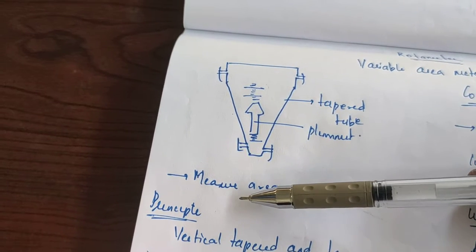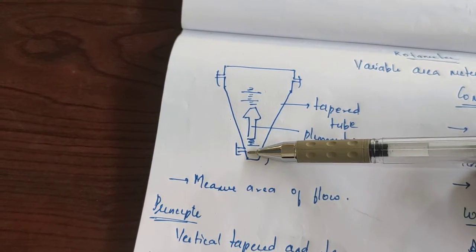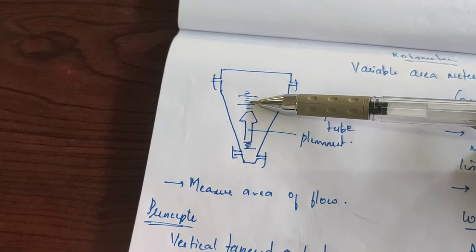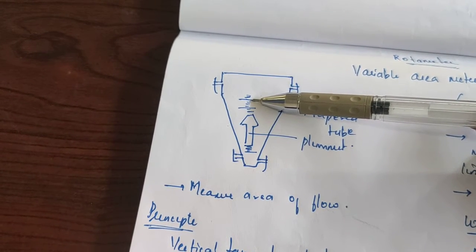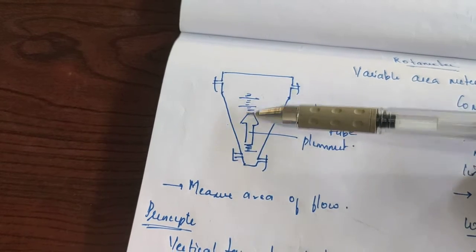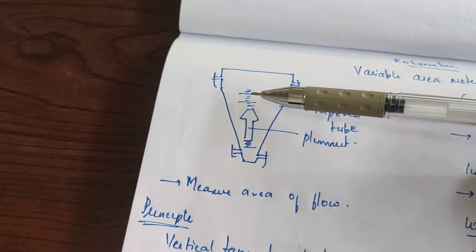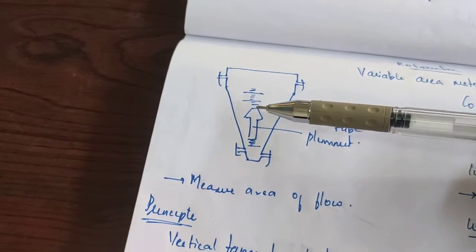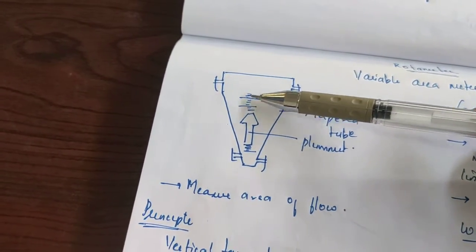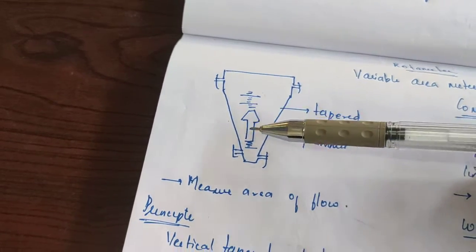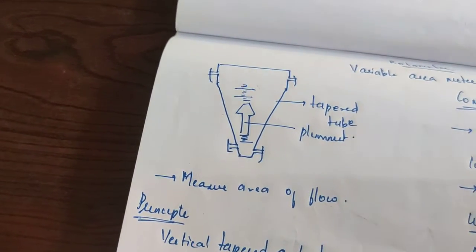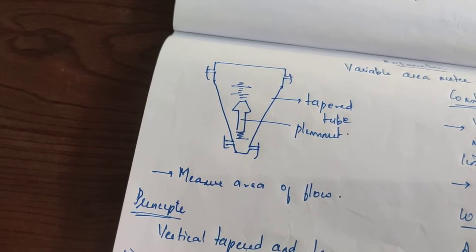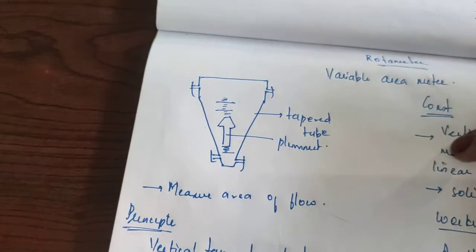Okay, so what happens when a fluid is being inserted in the rotameter? The plummet will rise to a particular level, and the area is measured. The area of flow of fluid in this rotameter is measured by seeing the scale readings on the rotameter. Okay, by noting down the scale reading, the area traveled by the fluid can be measured by using this rotameter.